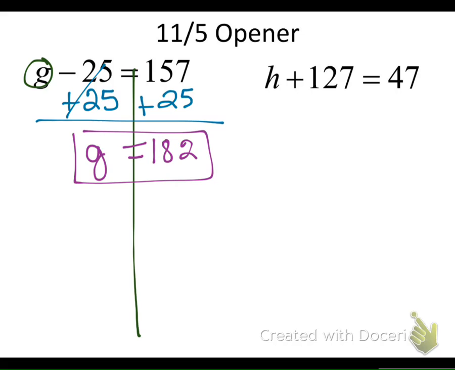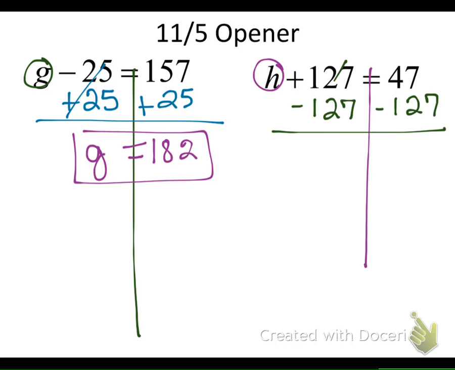All right, Jalen, last one here. What do I do first? You circle the H, and then draw my line of equality, and then you put negative 127. Do it to one side and the other. Nice job. And then what you want to do is you want to do negative.